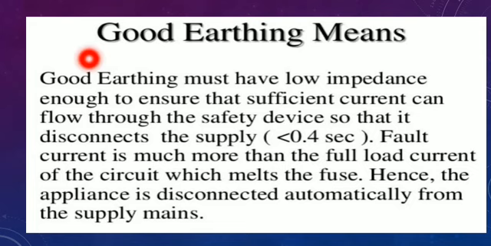See this, a good earthing must have low impedance enough to ensure that sufficient current can flow through the safety device so that it disconnects the supply, for example in less than 0.4 second, and the fault current is much more than the full load current of the circuit, which melts the fuse. Hence the appliance is disconnected automatically from the main supply. So we are using trippers.